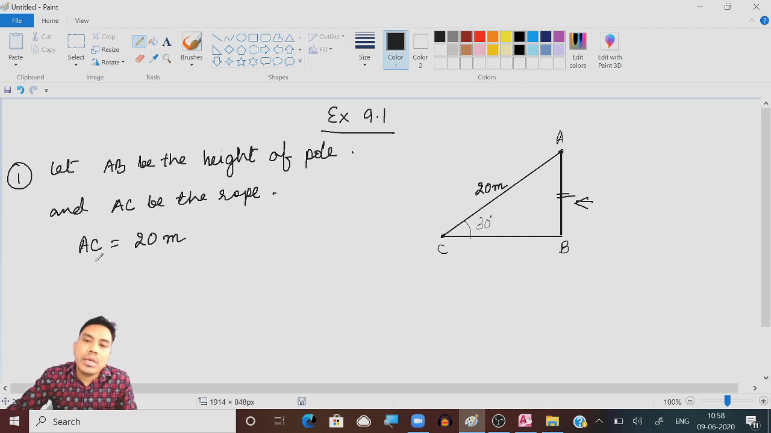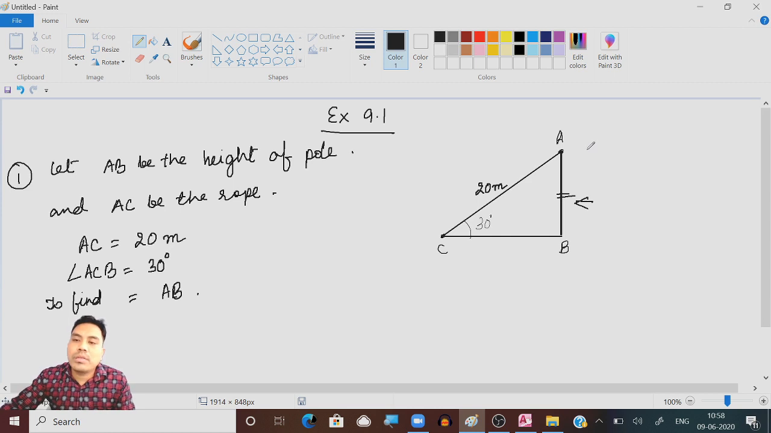AC is given as 20 meters, and angle ACB is given as 30 degrees. So now we have to find AB. You can clearly see here that the hypotenuse is given, and we have to find the perpendicular. How do we know that AB is the perpendicular? As I told you in the previous video, the side which is just opposite to the angle is the perpendicular. Here the angle is angle C, and the side opposite to angle C is AB. So AB is the perpendicular, BC is the base, and AC, we all know, is the hypotenuse.